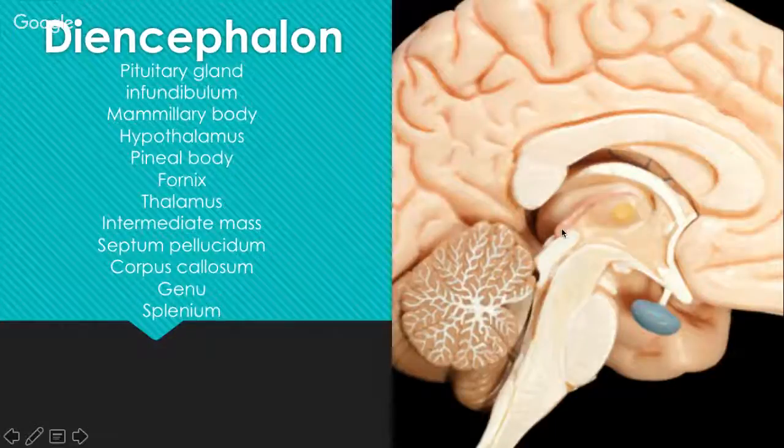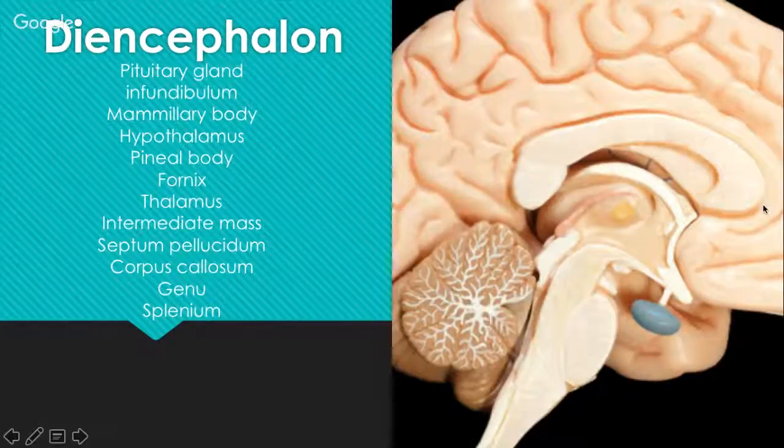And then the pineal body, which is just this pink-looking section here, which is in the middle of the thalamus. And this yellow circle is called the intermediate mass. This here is the fornix. And the septum pellucidum is this area here. And then this whole big part is called the corpus callosum. This back end here, you can see it's kind of a different color, is called the splenium. And this front section here is called the genu.